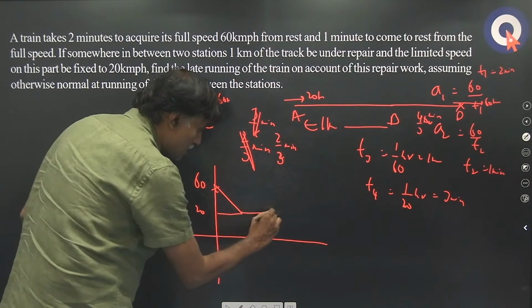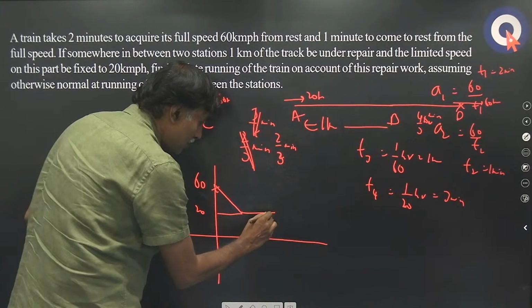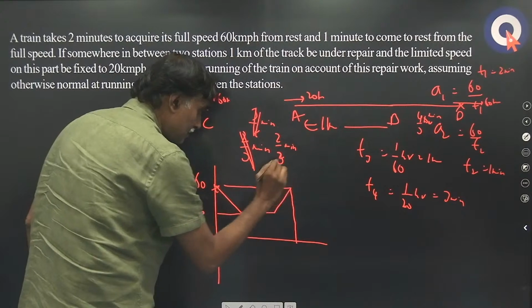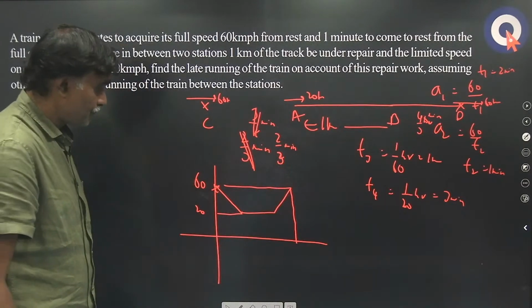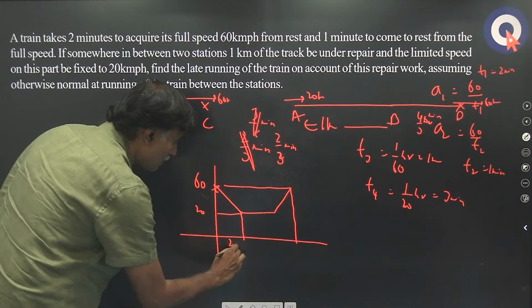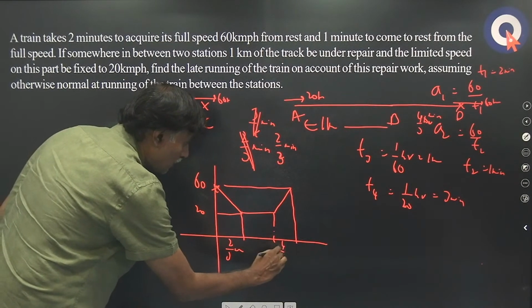Then it remains constant for 1 kilometer. Then increases from 20 to 60. Okay, this is the graph. Then what is this time? It's 2/3 minutes. And what is this time? 4/3 minutes.